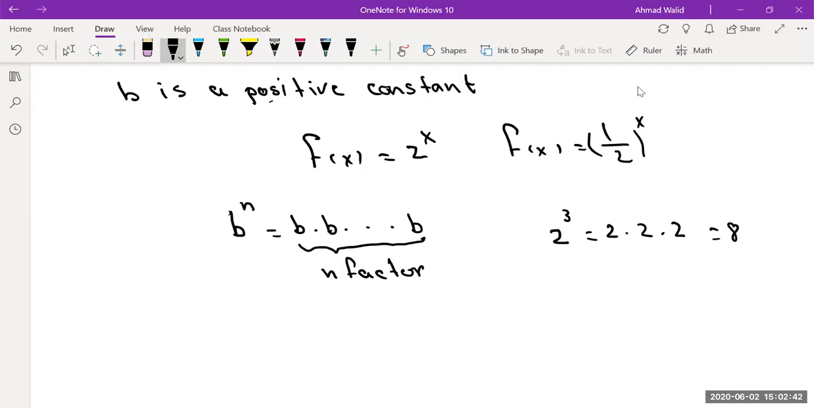You can't afford such a small mistake in calculus class, especially in calculus 2. If you have 2 to the power of 3, and immediately you write 6, you can't afford such a mistake. You have to be careful. You have to know the meaning that 2 to the power of 3 means 2 times 2 times 2, which gives you 8.